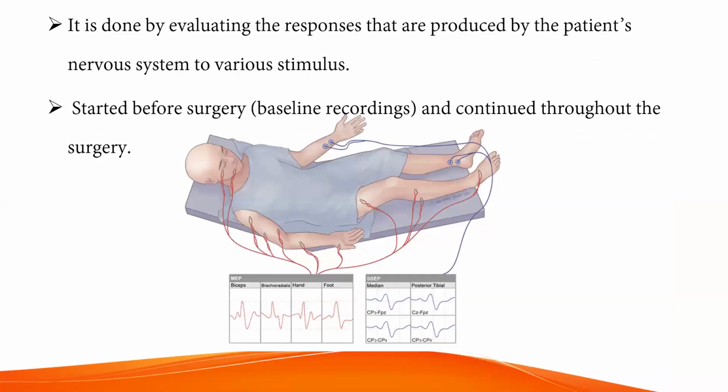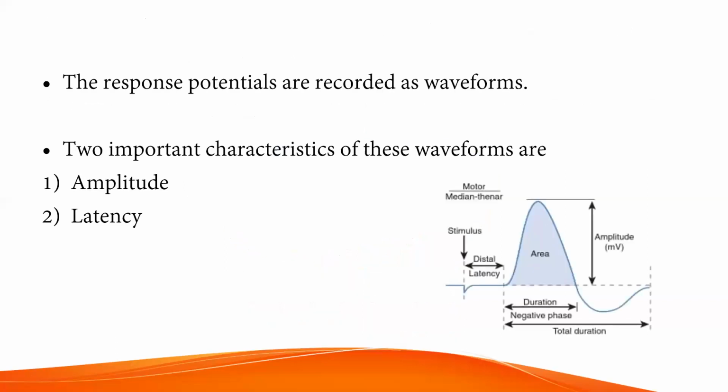It is done by evaluating the responses that are produced by the patient's nervous system to various stimuli. Before starting surgery, we record the baseline reading. It's the reference value. If there is any variation from this baseline value, it is considered abnormal. We have to be cautious, and it is monitored throughout the surgery. The response obtained is recorded in the form of waveforms.